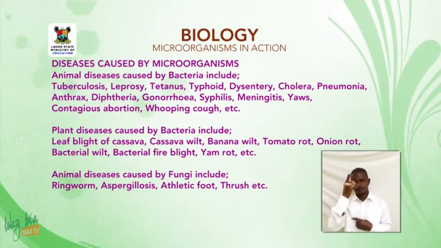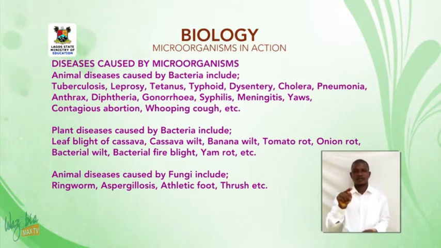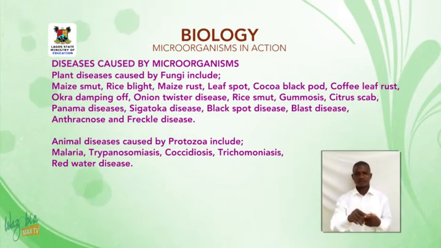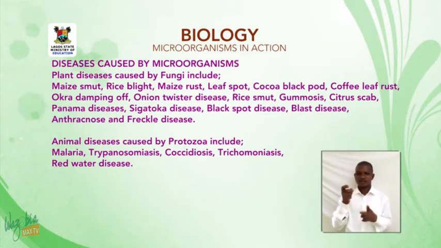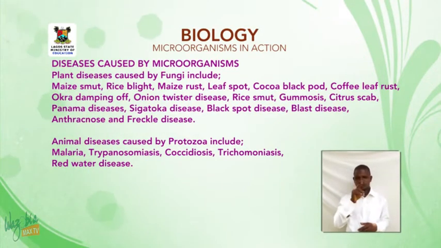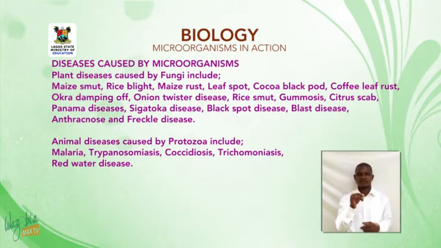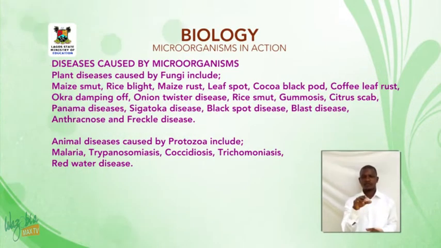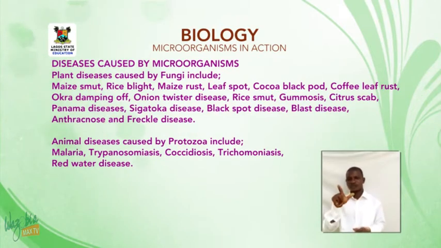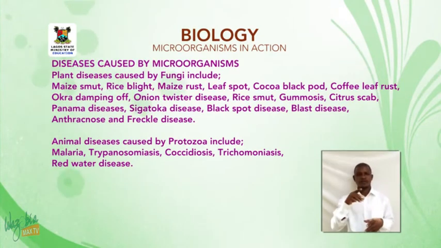Animal diseases caused by fungi include ringworm, aspergillosis, athlete's foot, thrush, etc. Plant diseases caused by fungi include maize smut, rice blight, maize rust, leaf spot, cocoa black pod, coffee leaf rust, okra damping off, onion twister disease, rice smut, gummosis, citrus scab, Panama disease, Sigatoka disease, black spot disease, blast disease, anthracnose, and freckle disease.